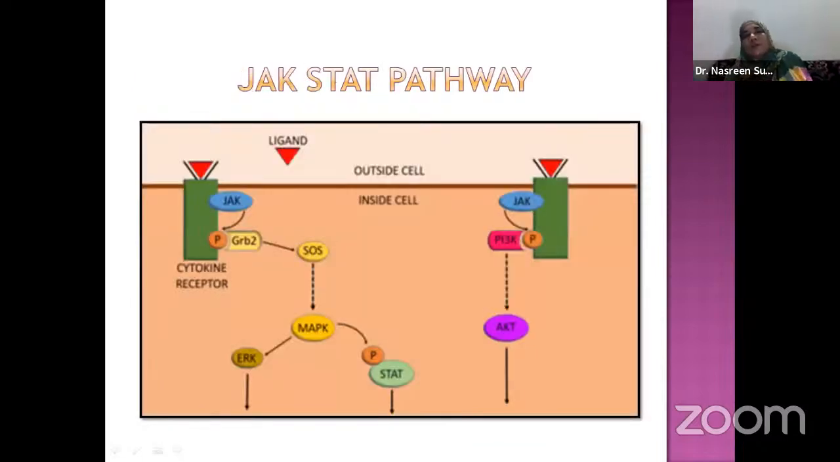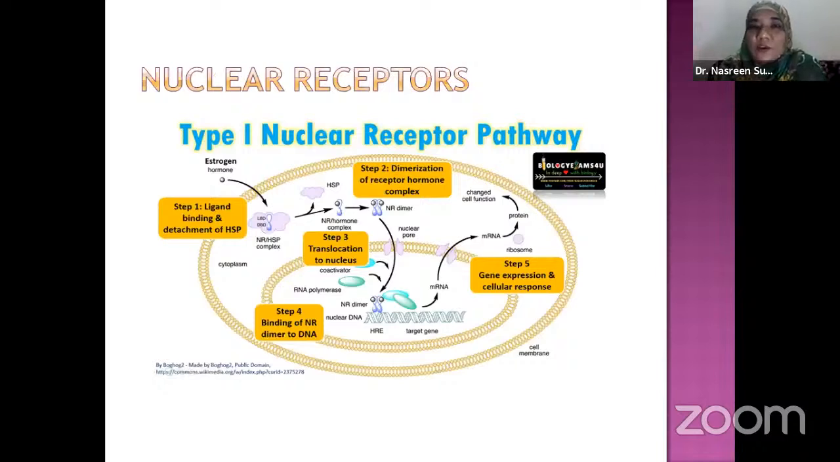In the JAK-STAT pathway also it is the same way. The proteins involved here are JAK and STAT. That's it. The protein names are JAK and STAT. That is why it is called the JAK-STAT pathway. In detail, we'll study it later. And finally, you have nuclear receptors. Here we are going to talk about the ligands which are lipophilic in nature.